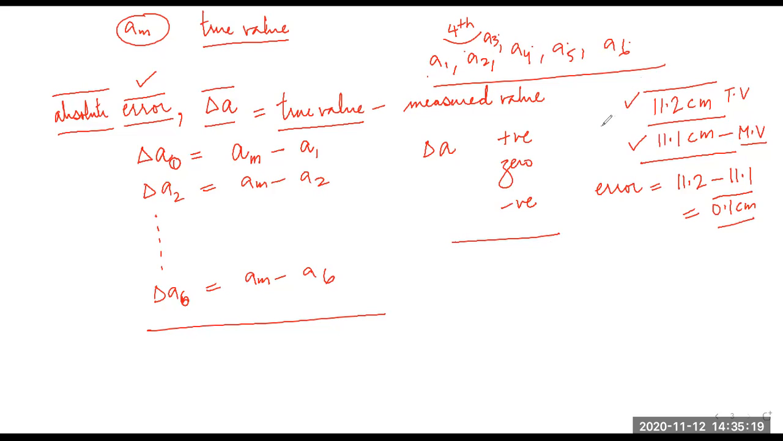In this case, what is the actual length of the pen? Actual length of pen is 11.2 centimeter. Now the student has measured the length of the pen as 11.1 centimeter. Now what is the absolute error, delta A? You always write the formula first: true value minus measured value, 11.2 minus 11.1, which is equal to 0.1 centimeter. Jasmine, the units of true value and the units of absolute error are always the same. So it is 0.1 centimeter. Am I right?